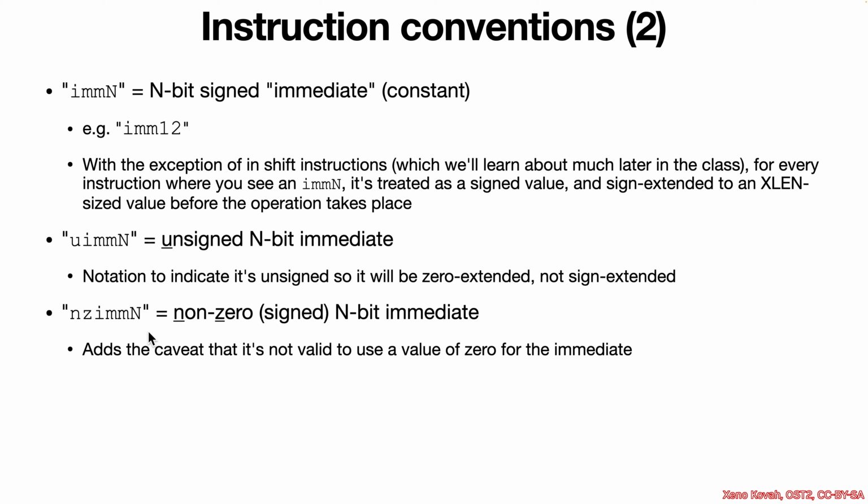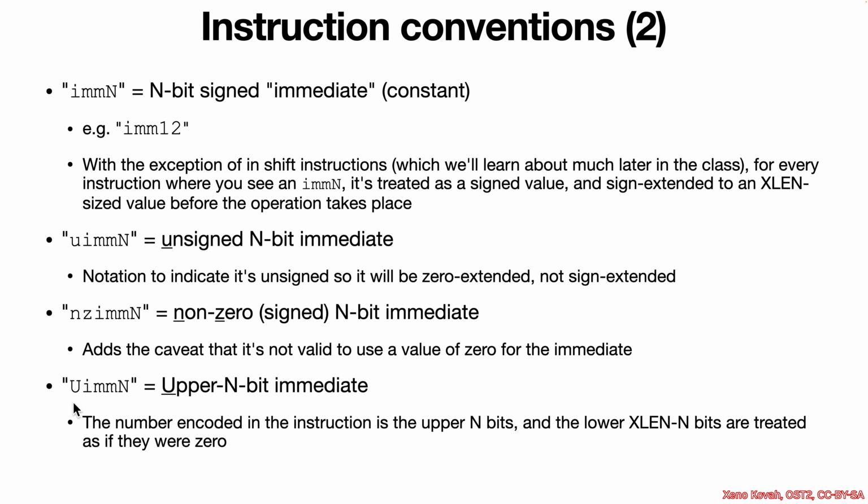I don't remember for sure if we see any of those in this class, but basically that would be the non-zero unsigned version of this. So again, an immediate, it's n bits long, and in this case, it is specifically saying it shall not be equal to 0. It is reserved or otherwise unacceptable for it to be 0.